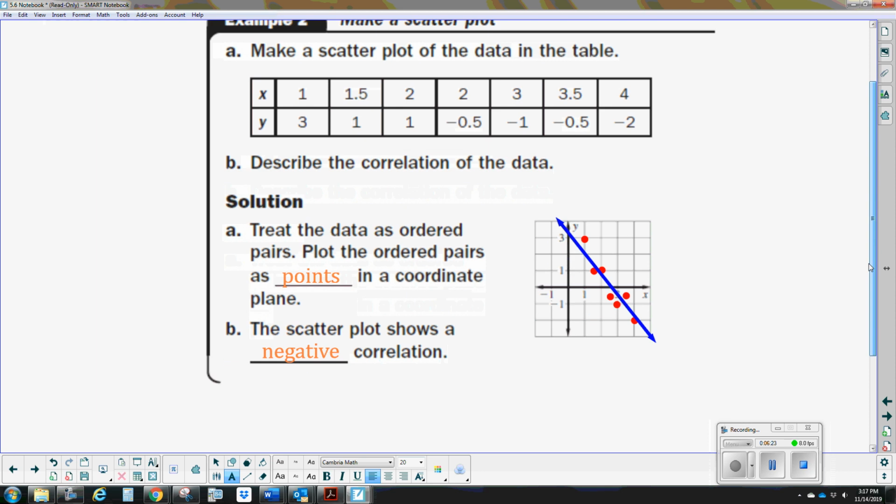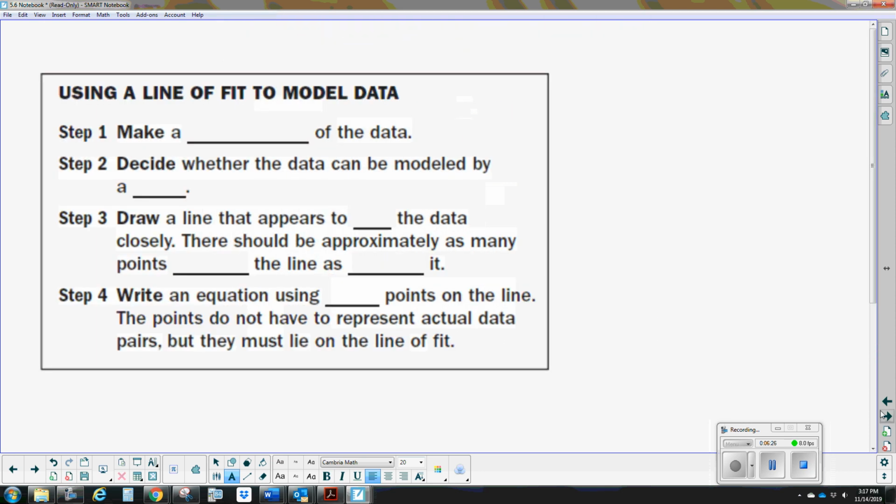So that next box that you see on your notes talks about using a line to fit the data model. When we do this, we're going to do it just like we did in that last example. We're going to first make a scatter plot of the data. And once we make a scatter plot, we're going to decide whether the data can be modeled by a line.